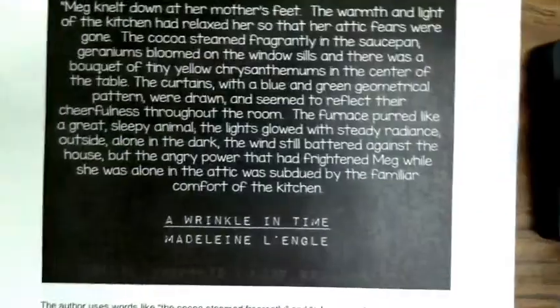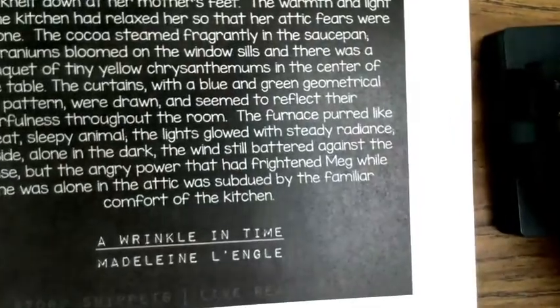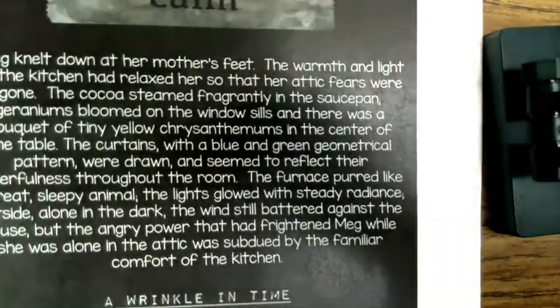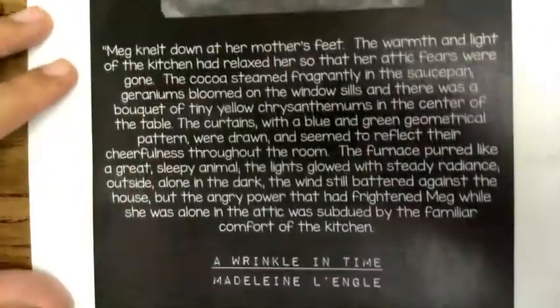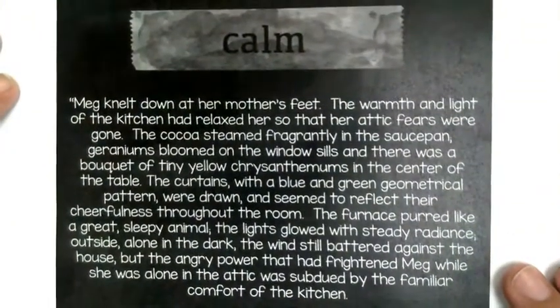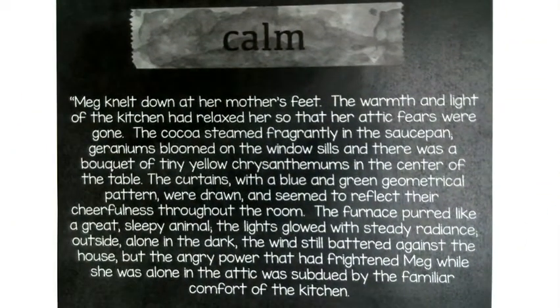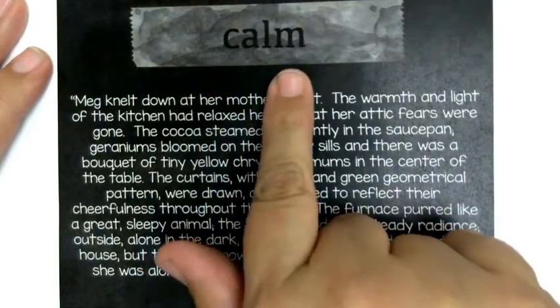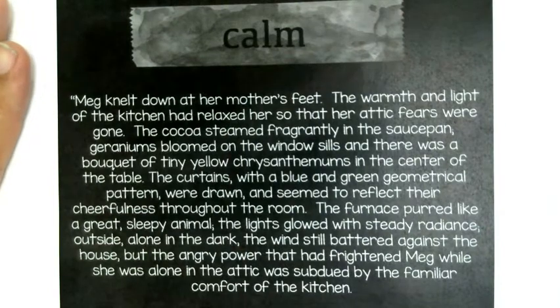Okay? All right, I'm going to move the camera so that we can look at our examples. Okay, so bear with me real quick. Whoops, wrong way. Okay, so we're going to take a look at this example from A Wrinkle in Time. Some of you may have read that book a long time ago, maybe. And what we're going to do is look for how the author portrays a sense of calm through the words.